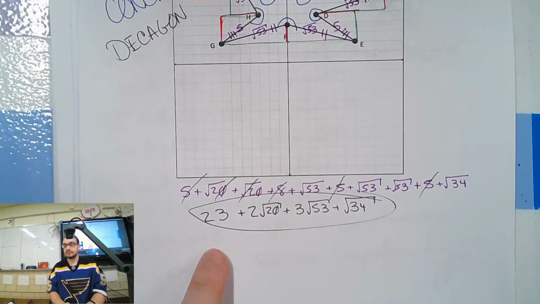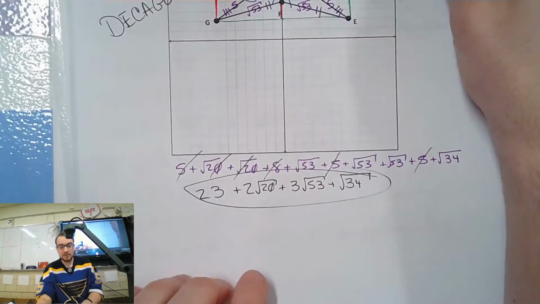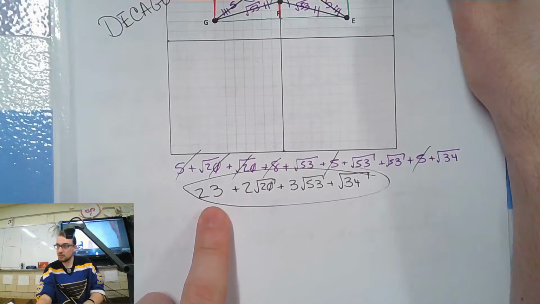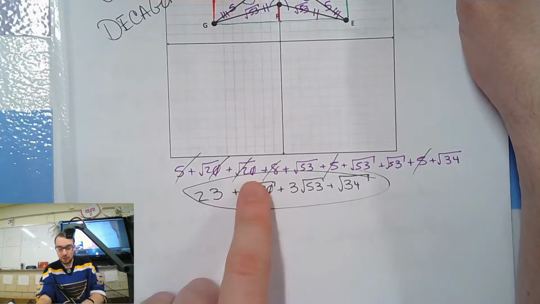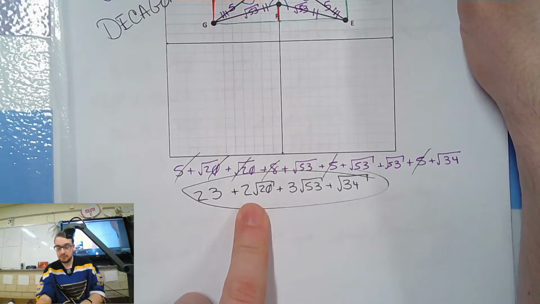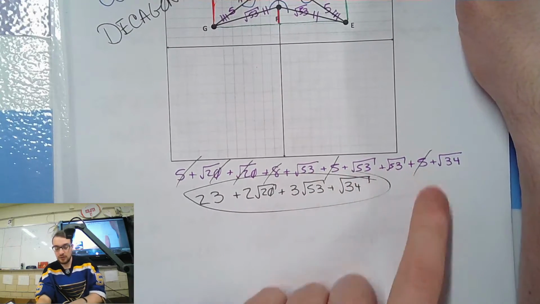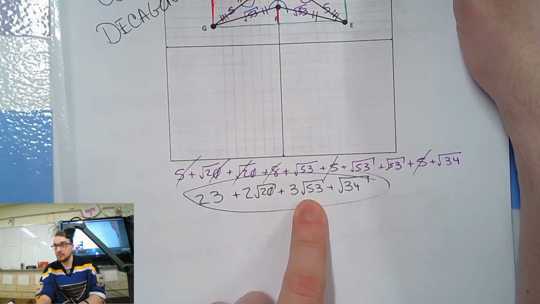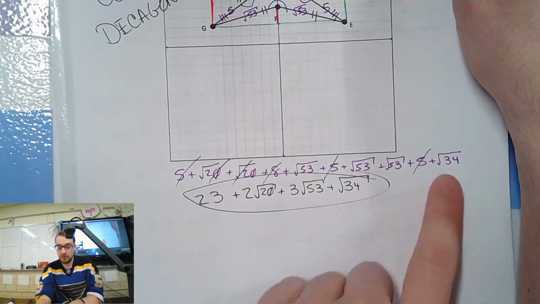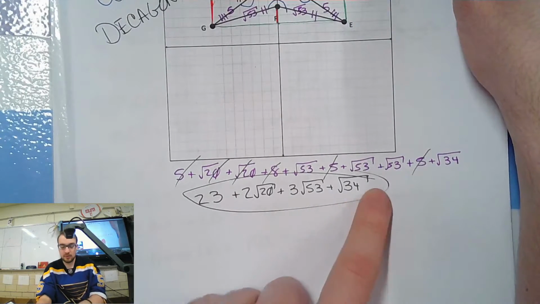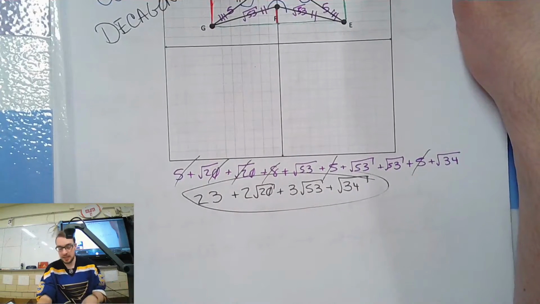I need assistance at the bottom. So check it out. 5, 8, 5, and 5 is 23. I have 2 root 20, so it's 2 times root 20. I have 3 root 53, so I write 3 times root 53. And then I have 1 root 34, so it's just root 34. I don't plug that into a calculator. I just leave it like that.